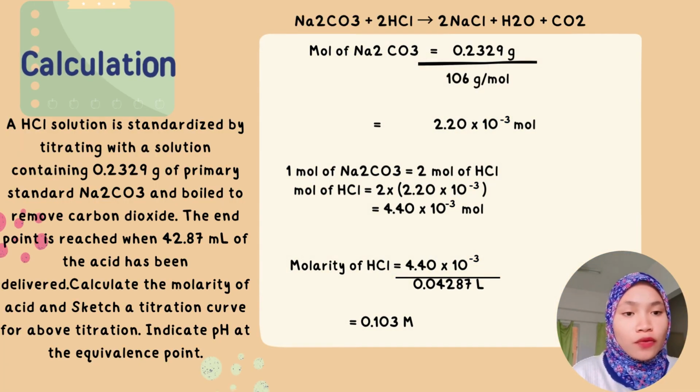Next, this is an example question for the acid-base titration curve. An HCl solution is standardized by titrating with a solution containing 0.2329 gram of primary standard Na2CO3 and boiled to remove carbon dioxide.